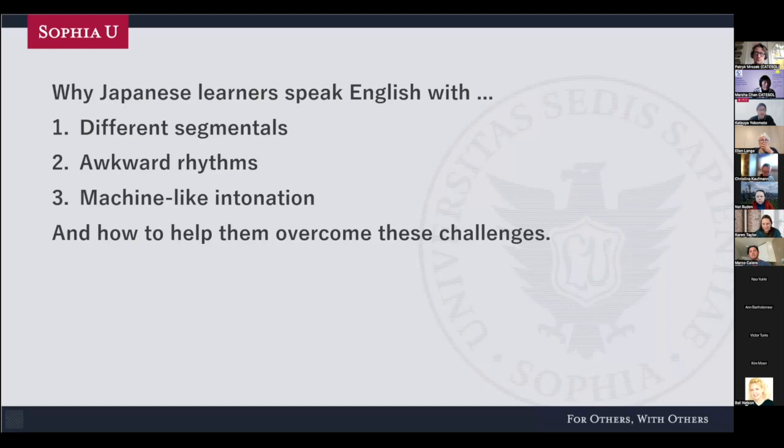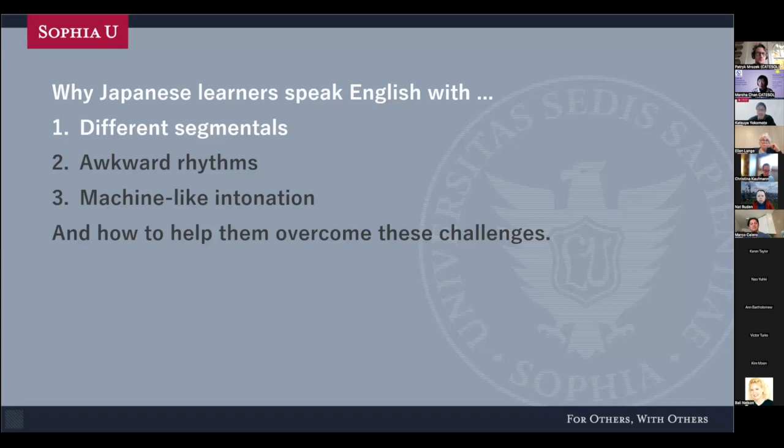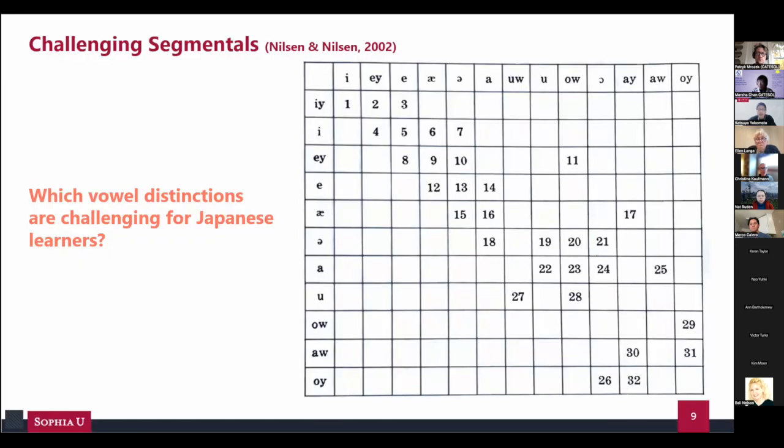They speak English like a machine, right? So we are going to go over why those are the difficulties and challenges that Japanese people have, and also how to help them overcome those challenges today. So let's first go into the first one. Why do they have different segmentals when they speak English? When you look at this list, it's a lot actually. It's taken from Nielsen 2003.